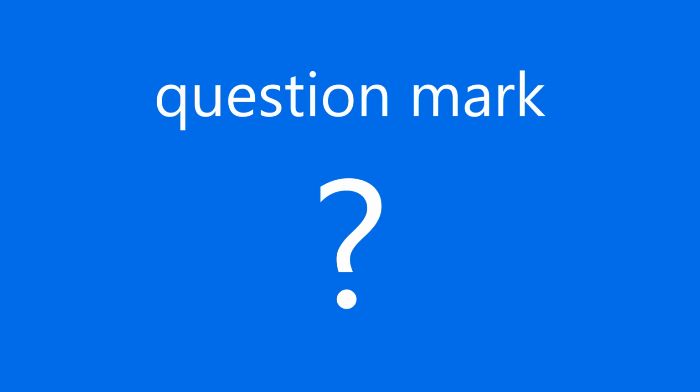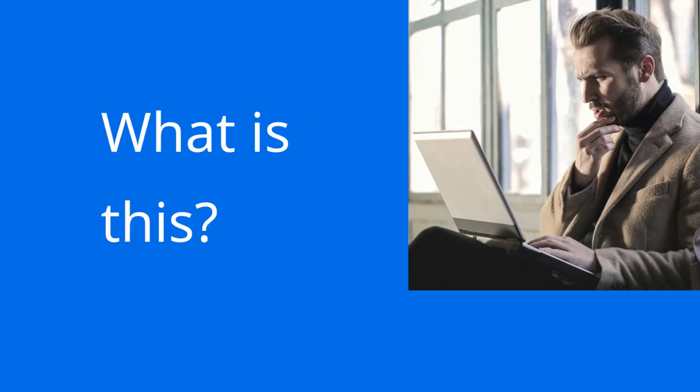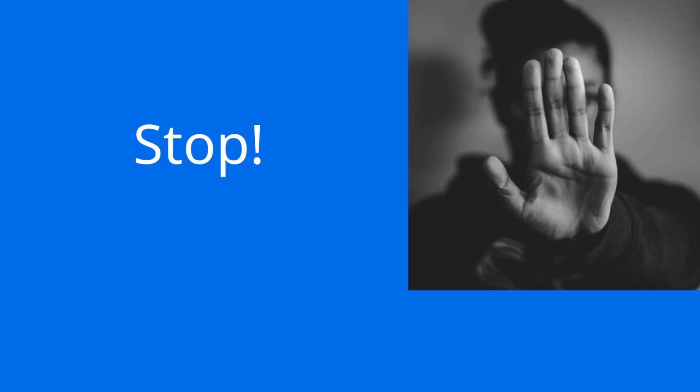A full stop, or period, shows a simple statement. She is cooking. Now two more. A question mark shows the sentence is asking something. For example, what is this? An exclamation mark shows strong feeling, surprise, excitement, or urgency. For example, stop!